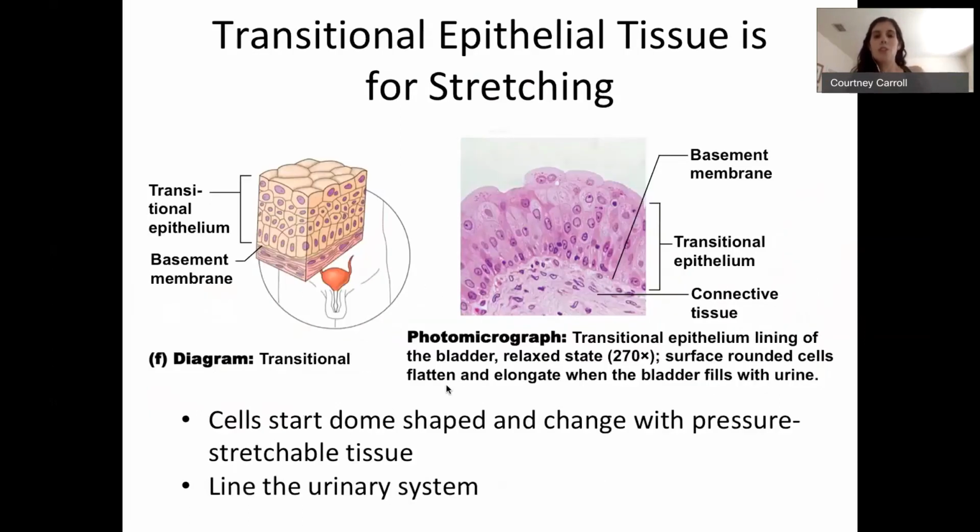Last, we have the transitional epithelial tissue, and this is a really interesting tissue type because what it does is it changes its shape. The cells are built to stretch, and so you find these in our urinary system, specifically around our bladder. And when the bladder is relaxed, these are going to be rounded cells. They're going to be more cuboidal. And then as the bladder fills with urine, they're going to stretch and become that squamous cell shape to make room for all of that urine. And so we call them transitional because they change their shape.